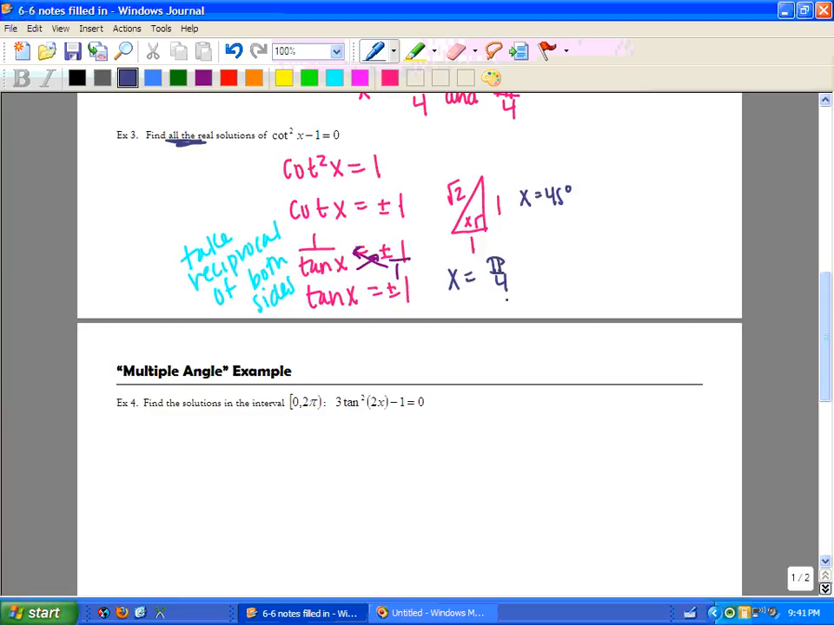That's in one period of tangent. So to find all the solutions, we'd add k pi. It could be 3 pi over 4 plus k pi. It could be 5 pi over 4 plus k pi. Or it could be 7 pi over 4 plus k pi.